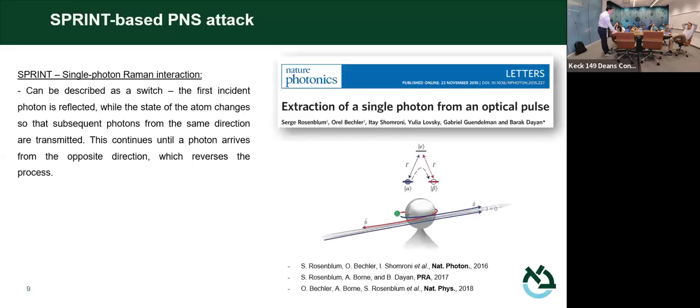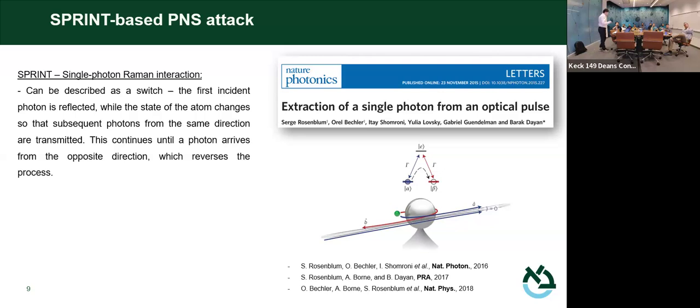We beg to differ. And we propose an implementation that is based on the SPRINT mechanism. SPRINT is short for single-photon Raman interaction. This is a mechanism that was demonstrated experimentally and is well studied theoretically. You can see this paper from 2015, but it goes back way before, and there are many more works since 2015, as you can see.